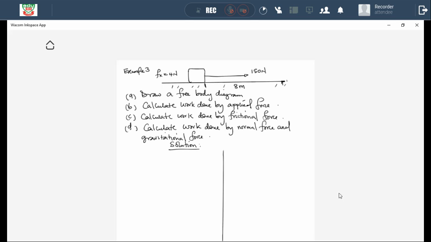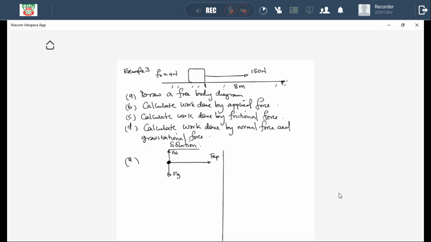So A, it's a free body diagram. As usual, I put my dot to represent the object, and then we identify the forces acting on the block. I've got my force applied, which is going to the right. And then I've got my Fg, which is going down, and then I've got my Fn, which is going up and perpendicular to the surface.